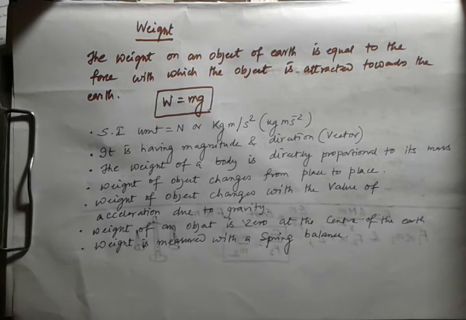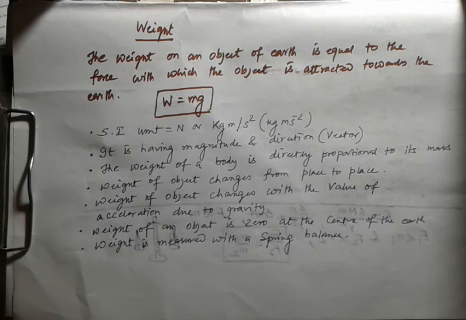So mass was measured with a beam balance, weight is measured with a spring balance. Remember that the weight of an object is higher at the pole than at the equator. The weight of an object increases in going from the equator to the pole. The weight of an object decreases with height, and a body weighs less at height than at the surface of the earth. Next, the weight of a body decreases with depth inside the earth and becomes 0 at the center of the earth.